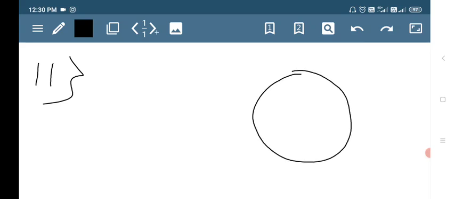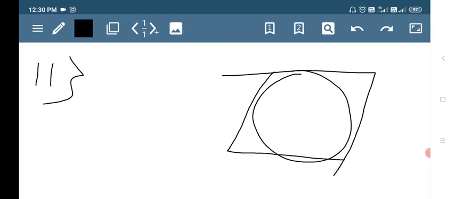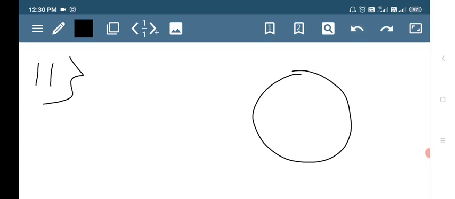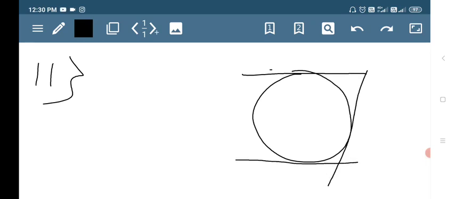So the 11th question is, let us have a diagram of it. A parallelogram circumscribing a circle. A circle is there. The circle is circumscribed by a parallelogram. Sorry, the parallelogram is circumscribing the circle.